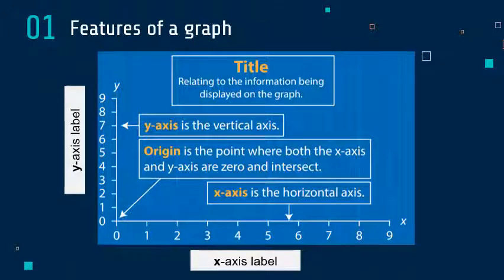Okay, so firstly, let's just look at features of a graph because I'm going to be using this terminology or this language. The first one is, let's look at our axes. So our X-axis is our horizontal one going along here. That's this bit here. And then we've got our Y-axis, which is vertical. And along each of them, you'll see these markers. So here we've got 1, 2, 3, 4, 5.